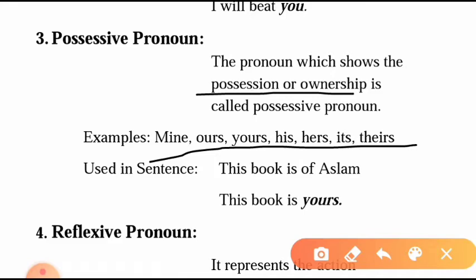How will you use this in a sentence? You can see, this book is of Aslam. So the book is belonging to Aslam. So this book is the possession of Aslam. So now Aslam is the owner of the book.